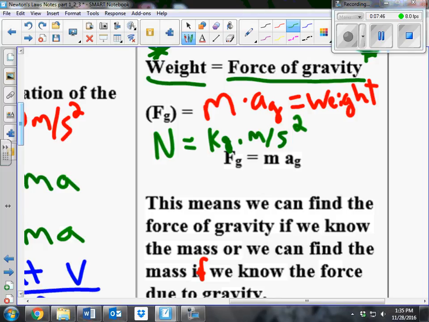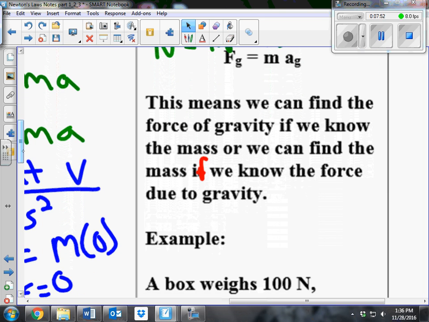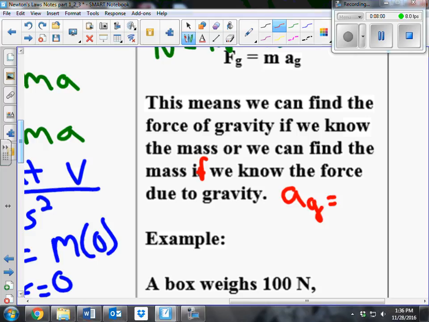So this also means that we can find the force of gravity if we know the mass, or we can find the mass if we know the force due to gravity. We can also find, and I list it here, if we know the force due to gravity and its mass, we can find its acceleration due to gravity.